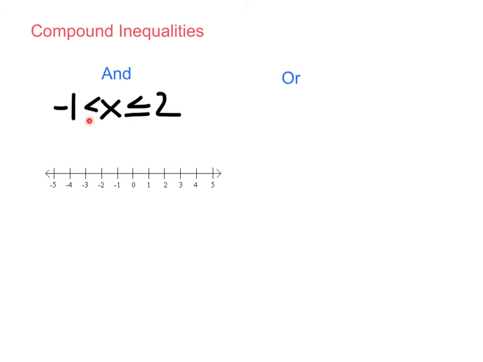Notice that this negative 1 is less than x. This does not have the or equal to. So at negative 1, we're just going to draw an open circle. But at 2, it's or equal to, so it's a closed circle. And x is trapped in between these two things, so we're going to shade everything in between.